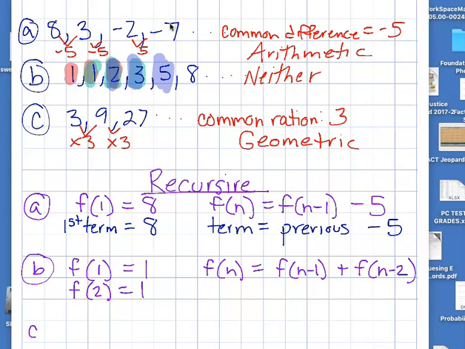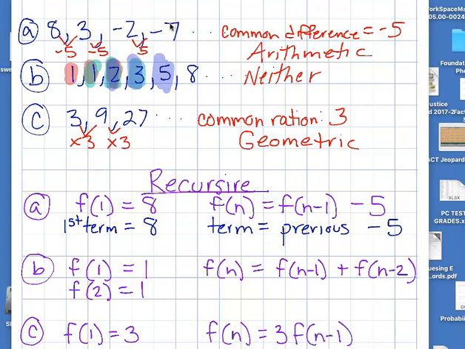Let's try that last one, and I think you might see that this is a little bit easier. Again, our first term is 3, and to get any term, we're multiplying by 3. So we'd say 3 times our previous term, f of n minus 1.